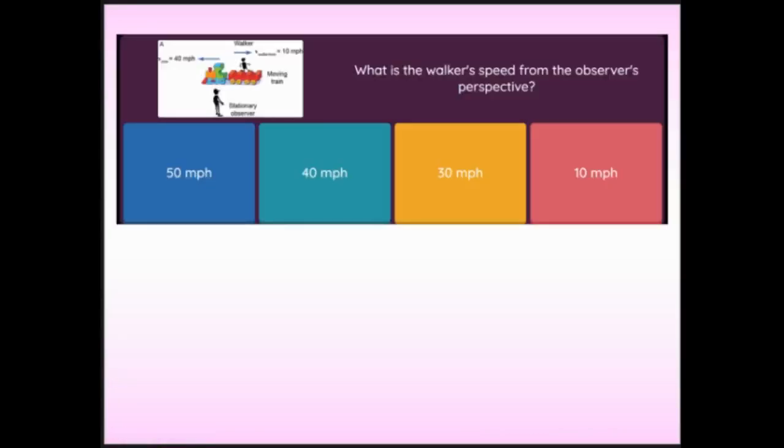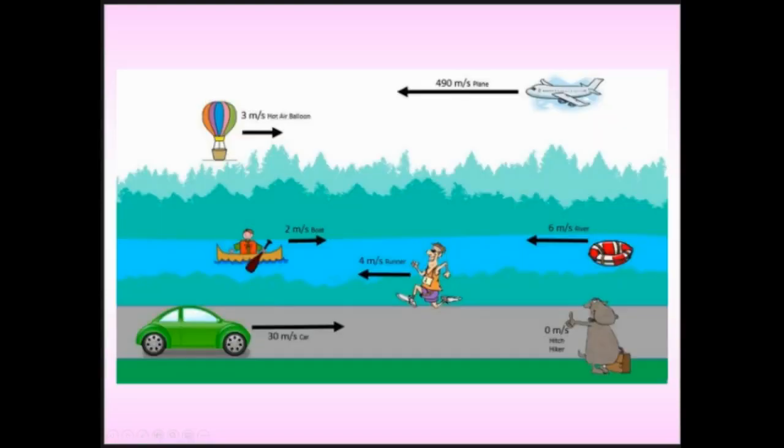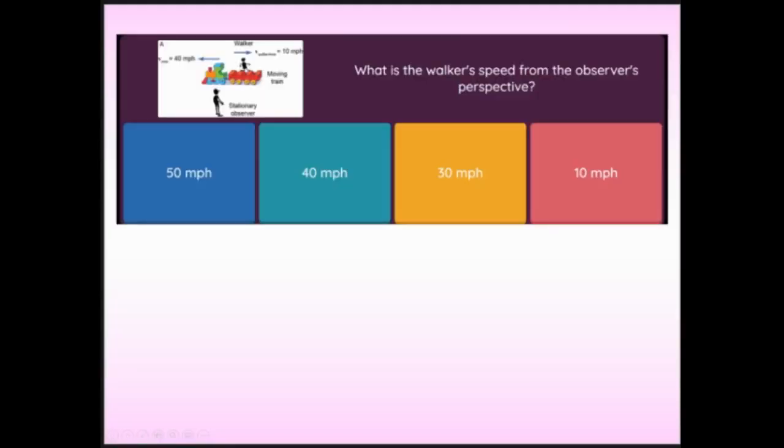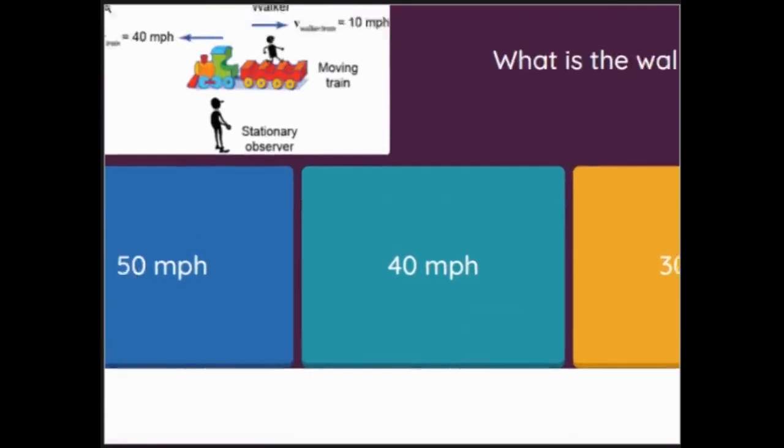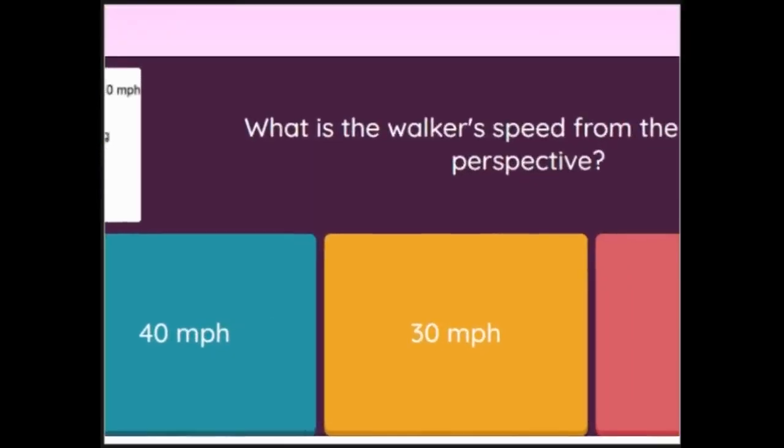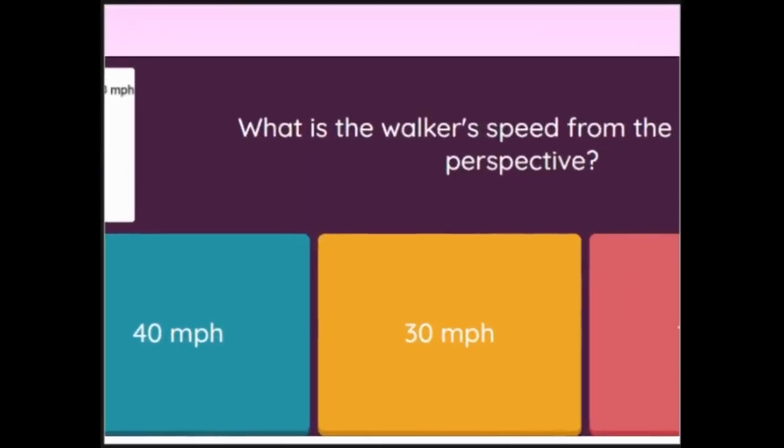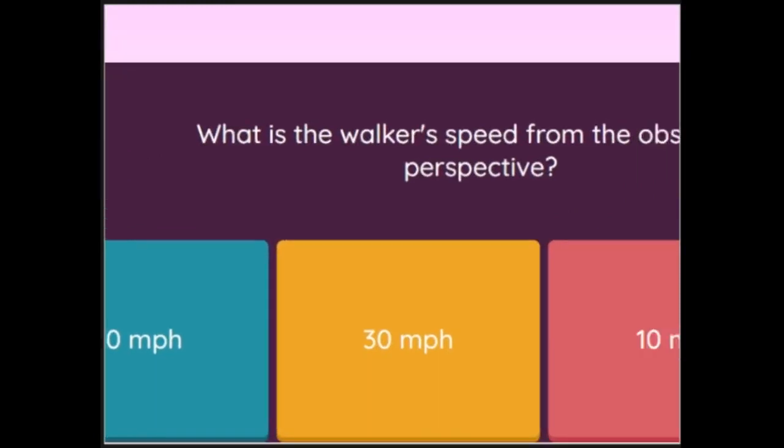How about this one? Okay, let's zoom in again. Okay. What's the walker's... okay, don't call it speed. We should call it velocity. Walker velocity from the what?